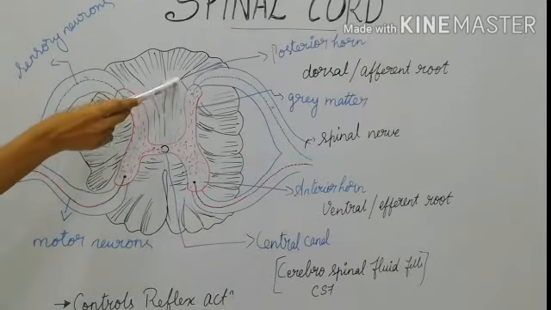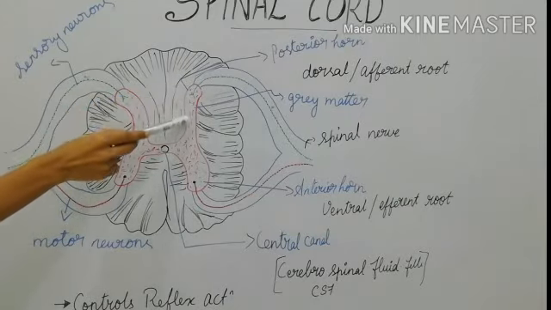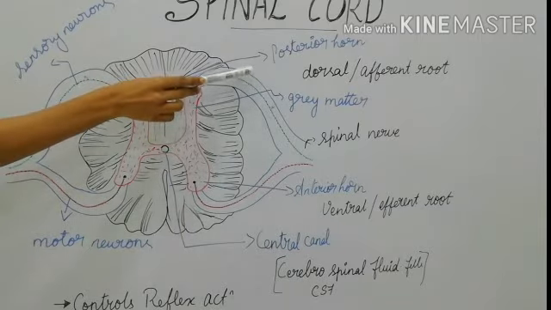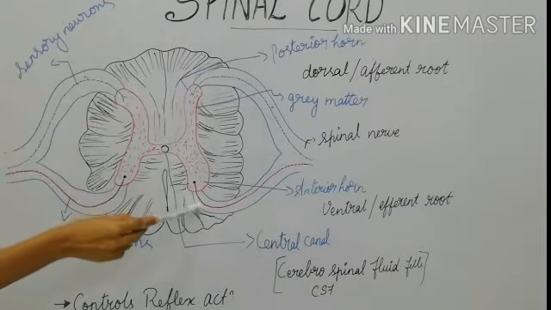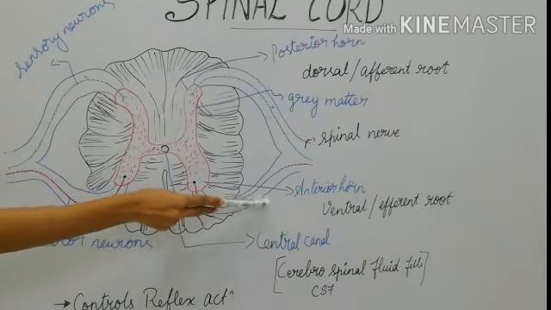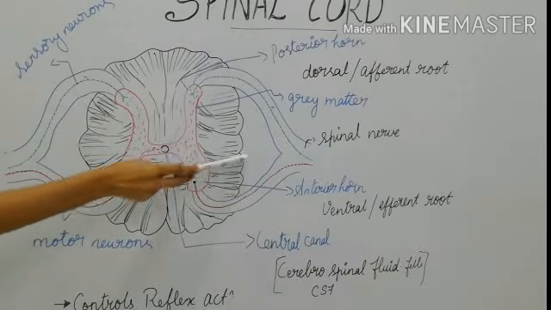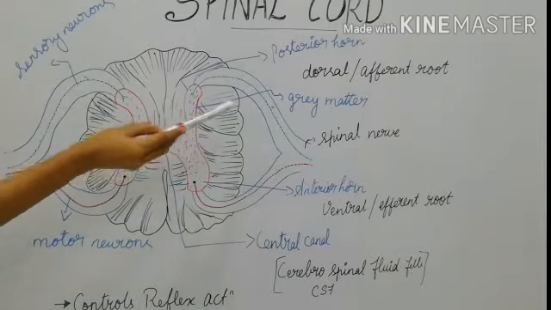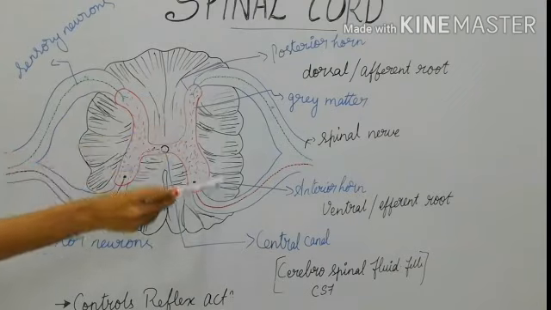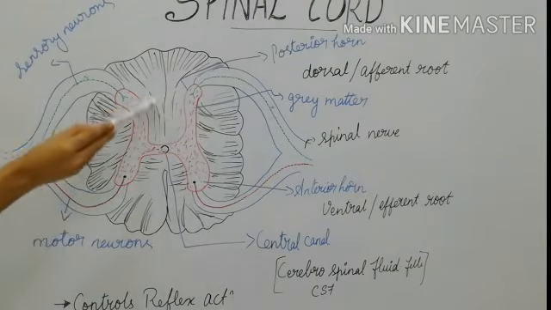The nerve fibers which travel from the posterior horns are called the dorsal or afferent root, and the nerve fibers which pass through the anterior horn are called the ventral or efferent root. These two roots join together to form the spinal nerve. So this is the grey matter, and outside this grey matter white matter will be present, and this white matter has bundles of nerve tracts.